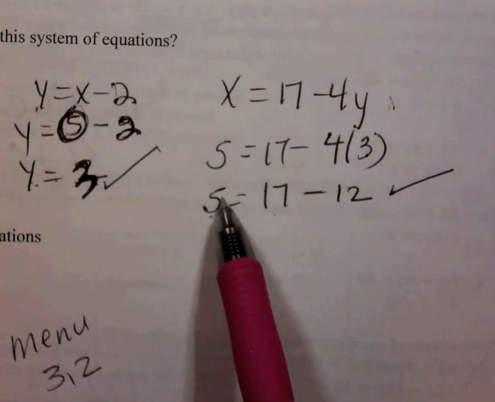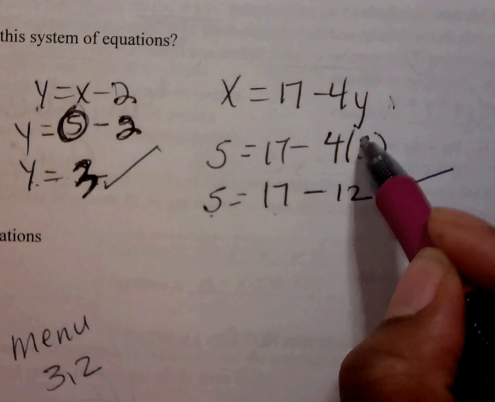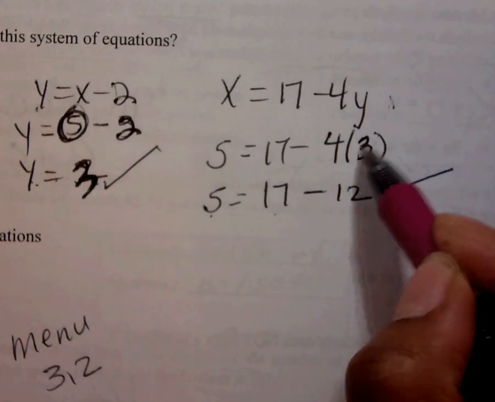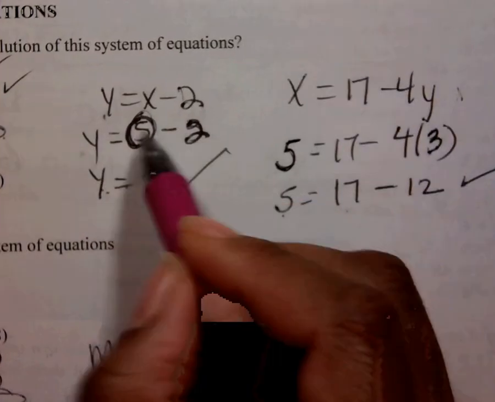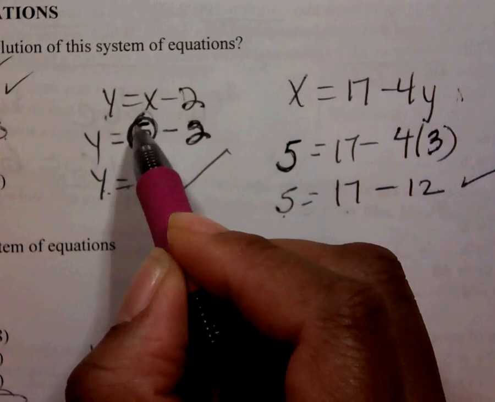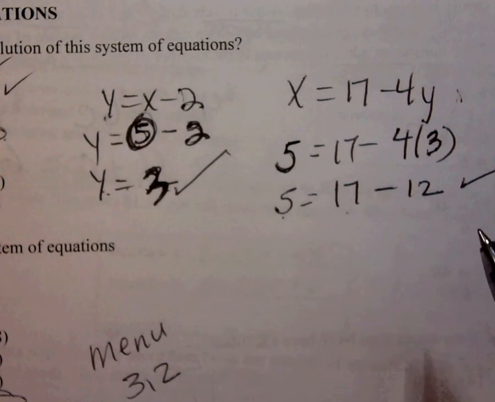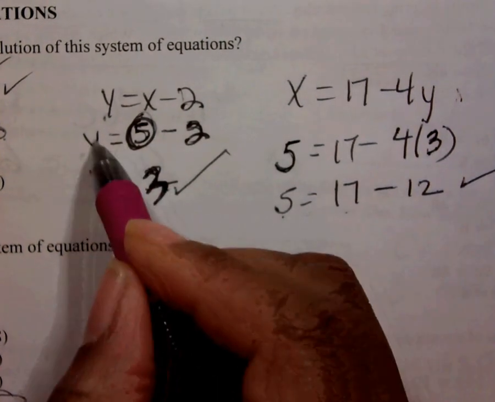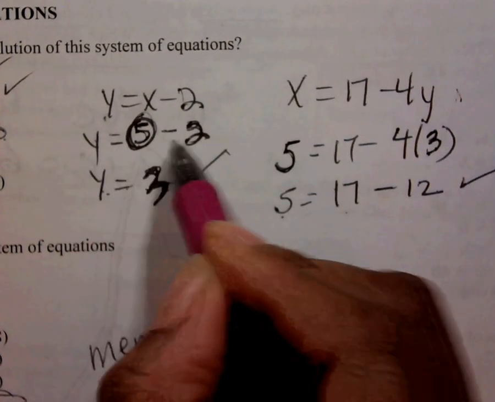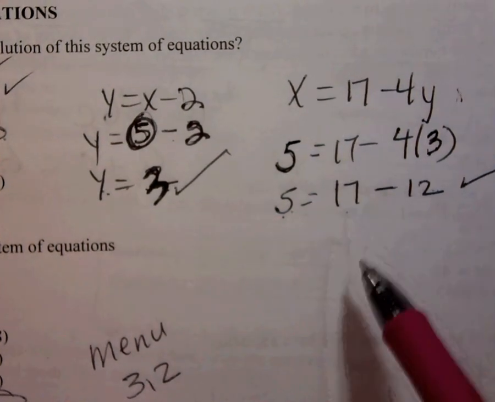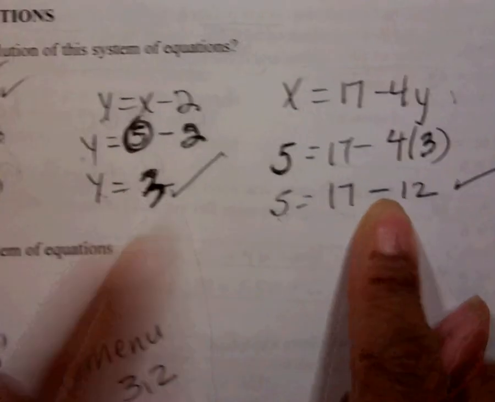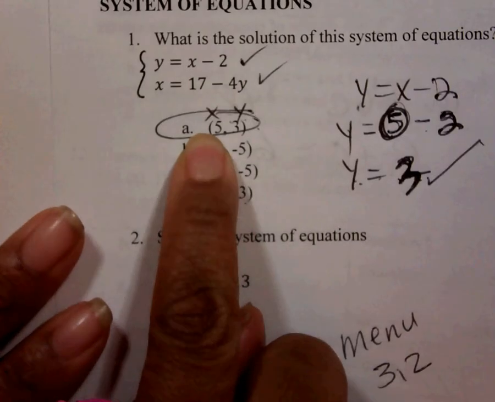So here, sorry, I pointed to this as if it was x, but this is the y, and then this was the x. And in this problem, this was the x. So the x is 5, and then the y is 10. So it's 5 minus 2, 3, yes. And it's 17 minus 12, 5, yes. It works for both. That means this is the solution.